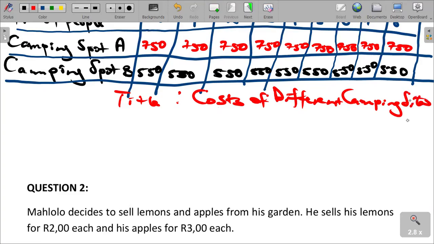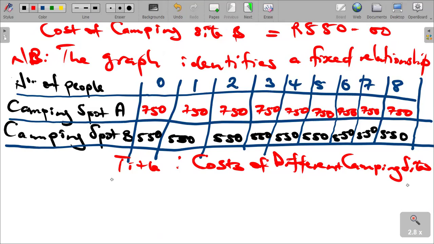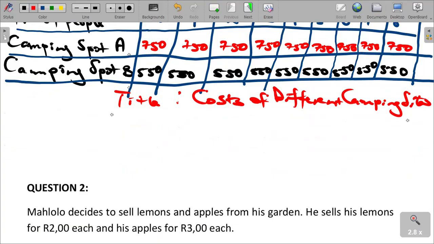Cost of different camping sites. That is our title. Having said that, we are saying that is the title for the graph. So in this case, we are presenting 2 sets of values or 2 variables on a single graph, or we are having 2 sets of data.